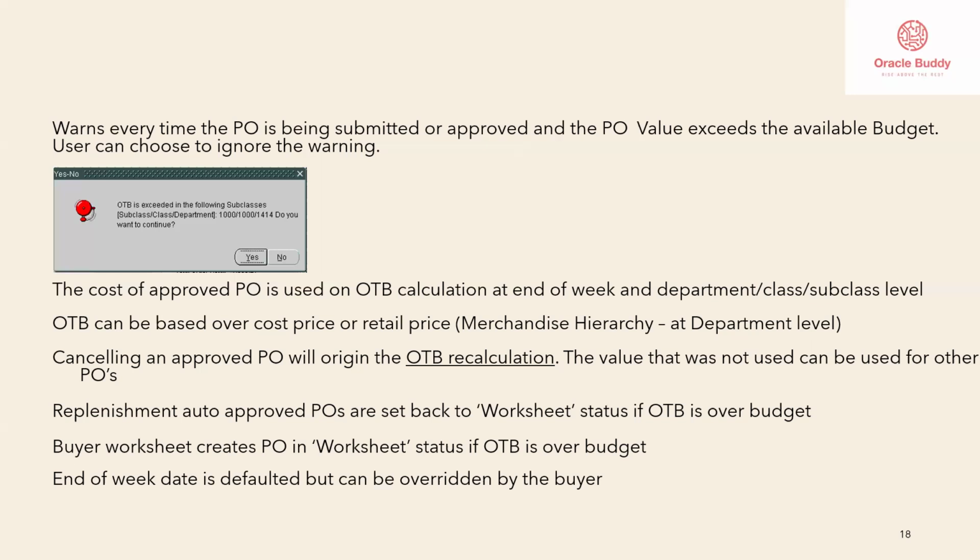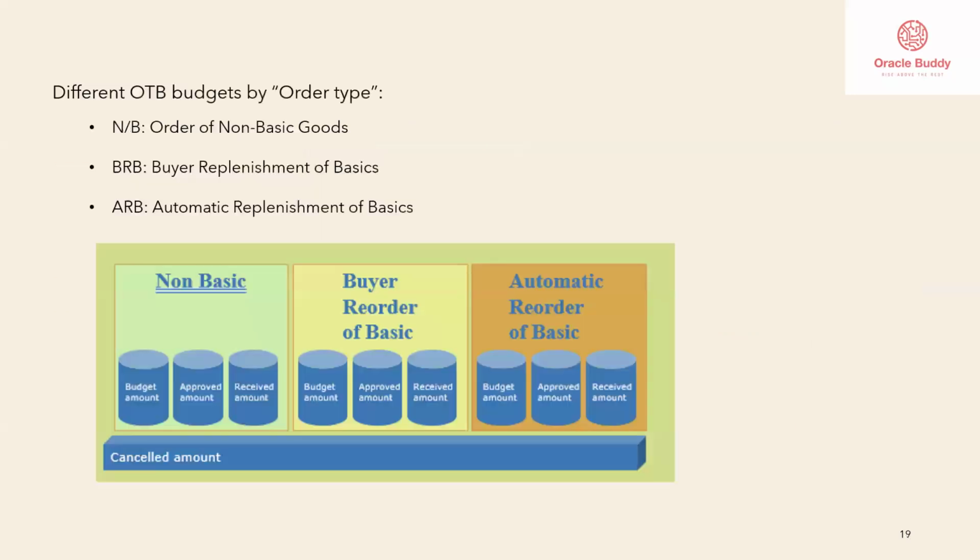Replenishment auto approved PO are set back to worksheet status if OTB is over budget. Buyer worksheet creates PO in worksheet status if OTB is over budget. End of week date is defaulted but can be overridden by the buyer. Different OTB budgets by order type.